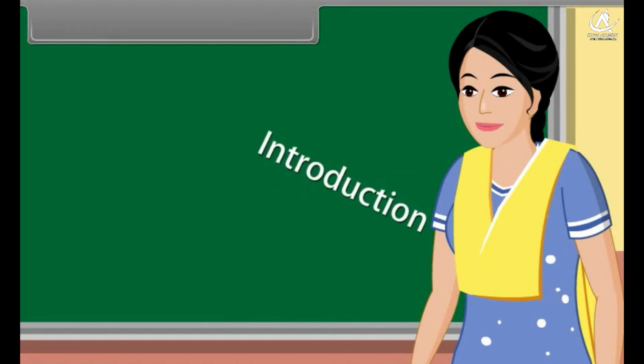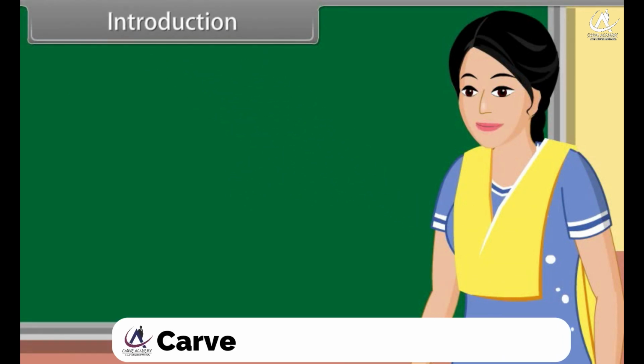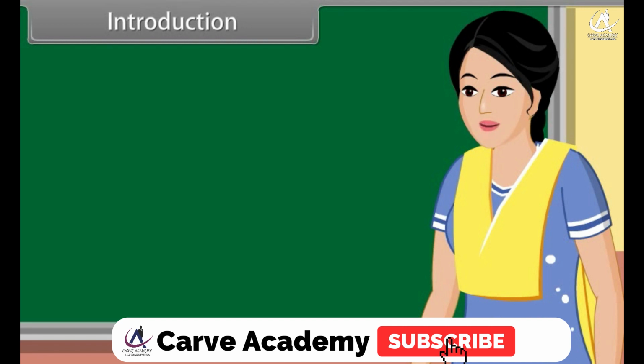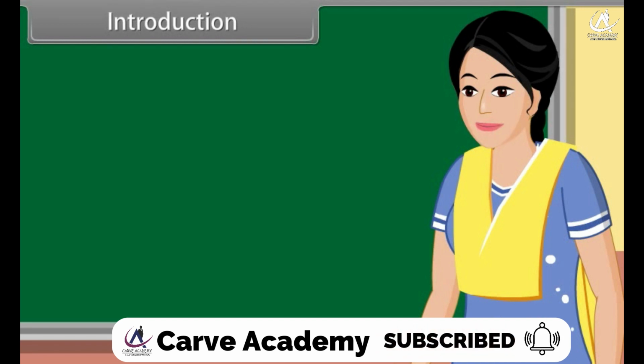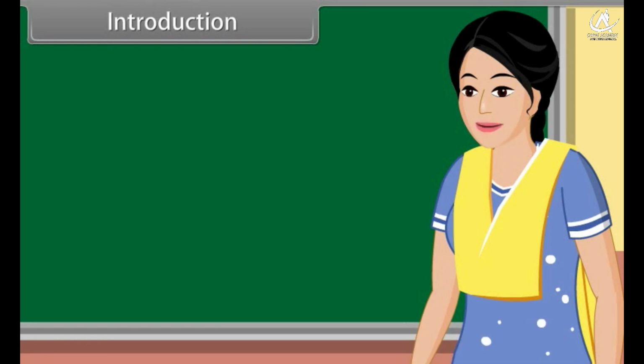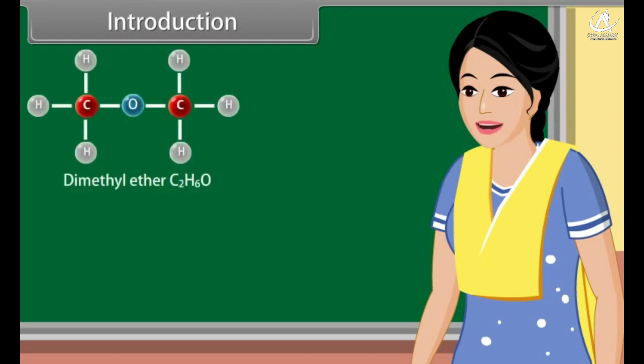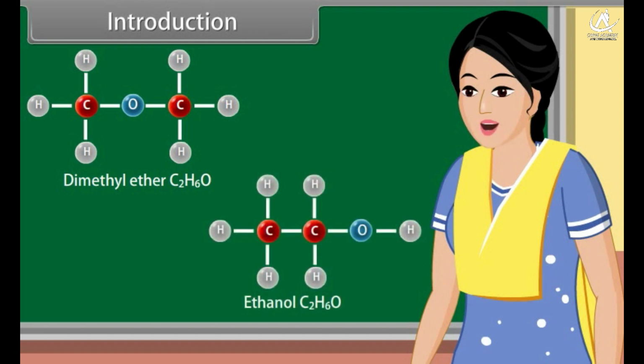Introduction. Today we learn isomers and concepts used in organic reaction mechanism. Anybody knows about isomers? Anyone? No? Okay, I will tell you. The organic compounds which have the same molecular formula but different configurations are called isomers. The examples of isomers are dimethyl ether and ethanol. They have the same molecular formula but different configuration.